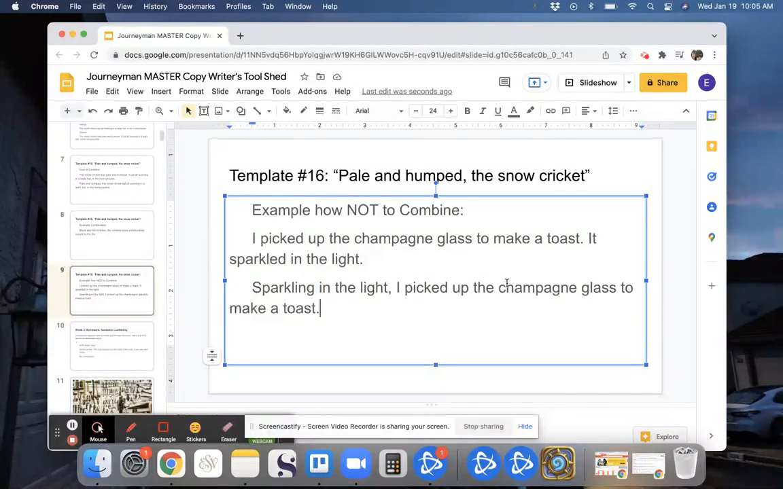So in this case, this comparison doesn't work. I would need to change my adjectives so that they're related to me instead of the champagne glass. So: nervous and sweating, I picked up the champagne glass to make a toast. Now this is talking about me, and it is a correct sentence.